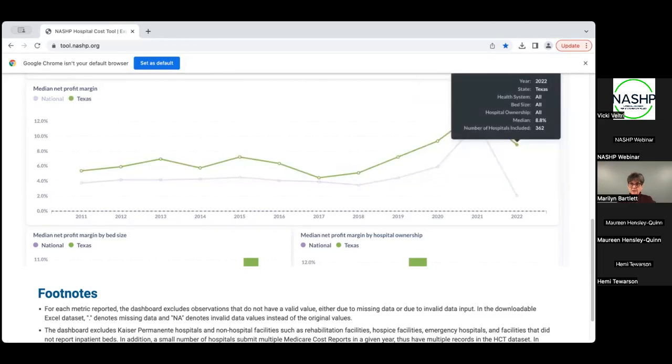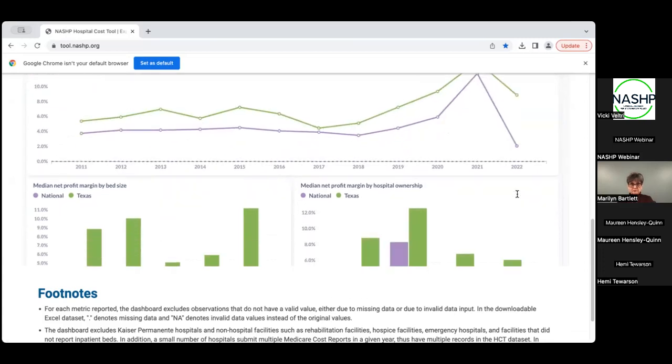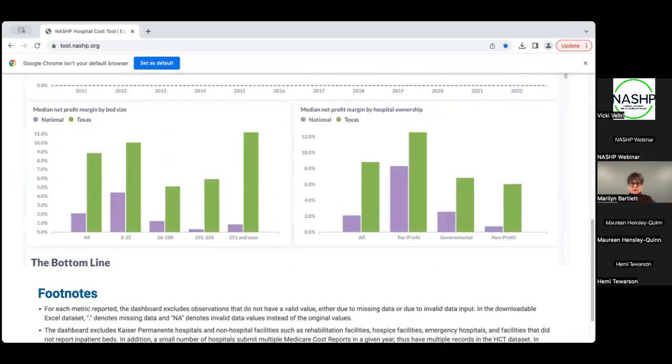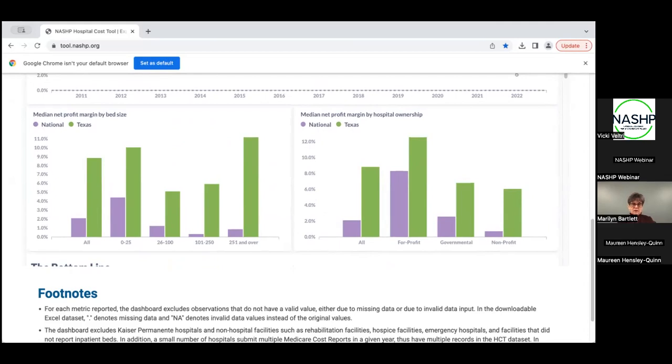Texas still came in at net profit margin median at 8.8% on the 362 hospitals, national at 2.1%. I just caution you as you look through this that you may need to dig a little bit further to understand that impact on net income. And I would look at investment gain or loss on that.